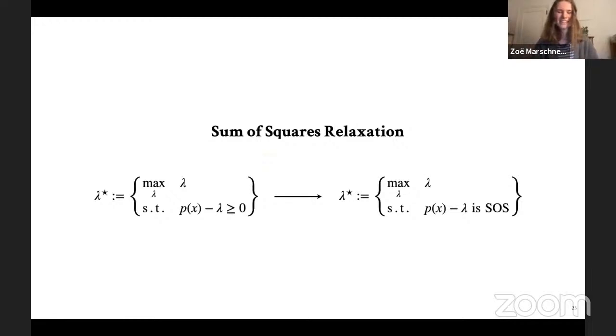So in fact, we can apply sum of squares relaxation to change a polynomial inequality constraint to an SOS constraint, which I just said was just an SDP constraint. But the key thing here is that this is a relaxation, because not all positive polynomials can be written as sums of squares. So that is where the relaxation comes in.